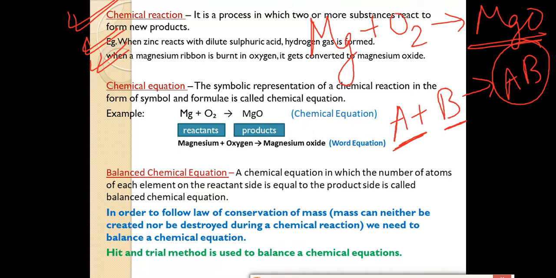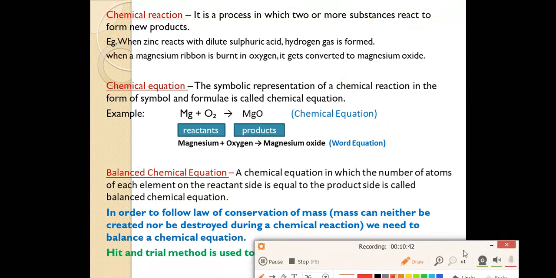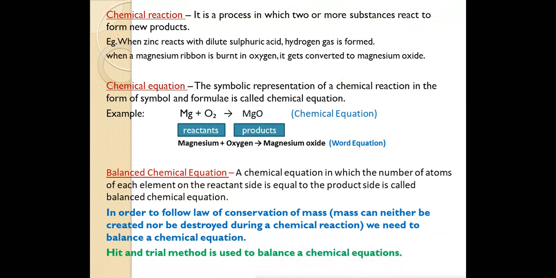Now we'll read about chemical equations. So what is a chemical equation? The symbolic representation of a chemical reaction in the form of symbols and formulas is called a chemical equation. जब भी हम कोई chemical reaction को symbols और formula के form में लिखते हैं तो उसे हम क्या कहते हैं? Chemical equation. As you can see, this is the word equation. Magnesium ribbon is burnt in oxygen and magnesium oxide is formed. अगर इसी चीज़ को हम लोग symbols के form में लिखेंगे, Mg plus O2 gives MgO. So this is a chemical equation.